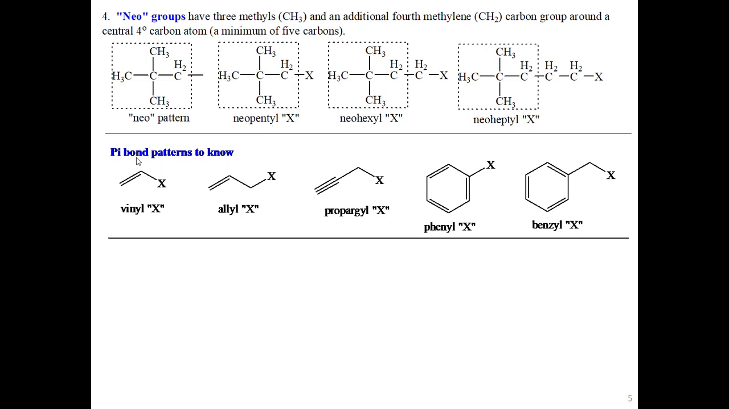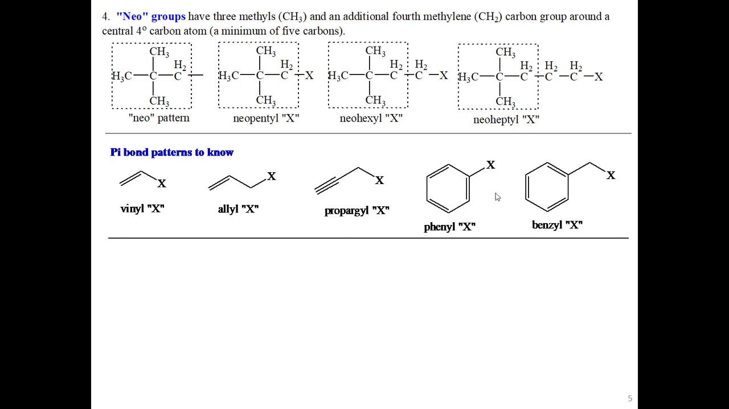Now there's several pi bond patterns that we're going to have to know for our course. The ones that are very common would be vinyl something, vinyl X, vinyl bromide, vinyl chloride. The X group, whatever it is, is attached directly to the double bond, like this. Okay, so this is just CH2, CH, and then X. That's a vinyl group. If we stick in a CH2 between the vinyl part and the X, then we call it allyl. Allyl X, allyl bromide, allyl alcohol. If instead of a double bond we had a triple bond, then we would call it propargyl, propargyl alcohol.